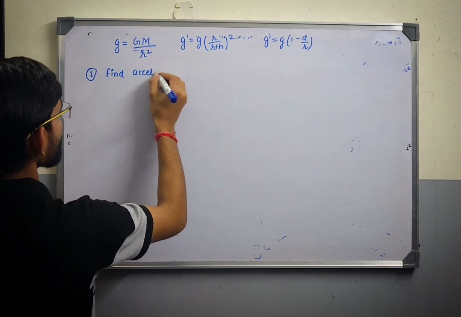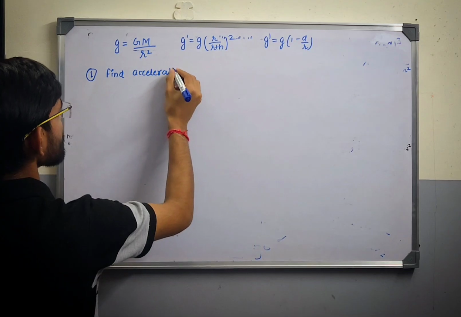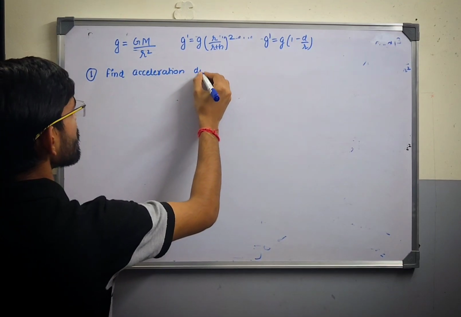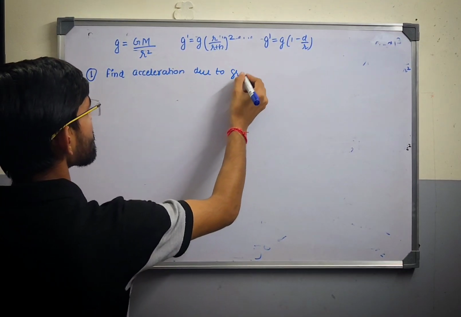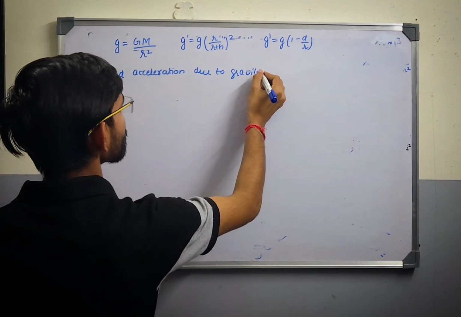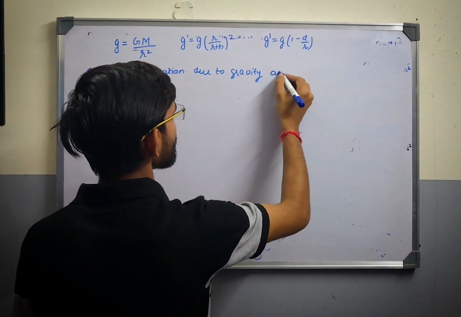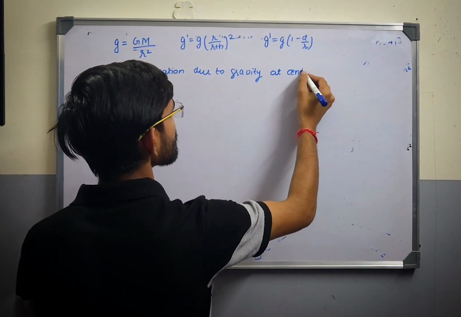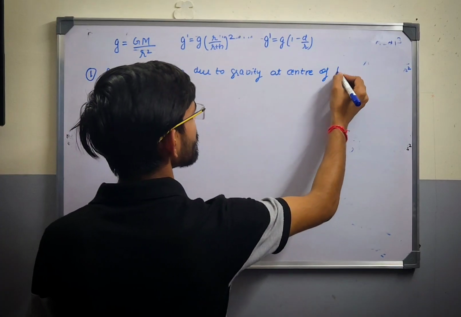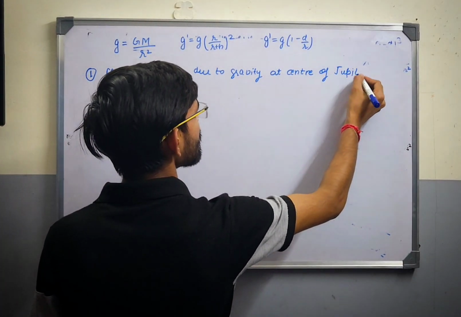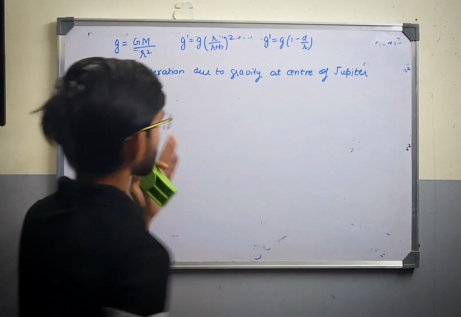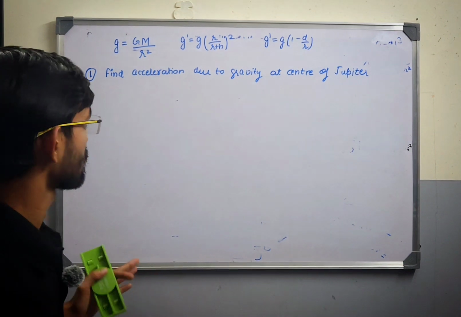Now the first question is, find acceleration due to gravity at the center of Jupiter. You have to find acceleration due to gravity at the center of Jupiter.